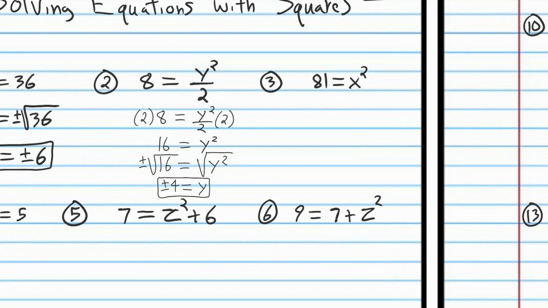All right, we're back. So you rewrite the equation and square root both sides. And I didn't mention, I want you to rewrite that equation. I want you to show what's going on here. And be sure to write your plus or minus.